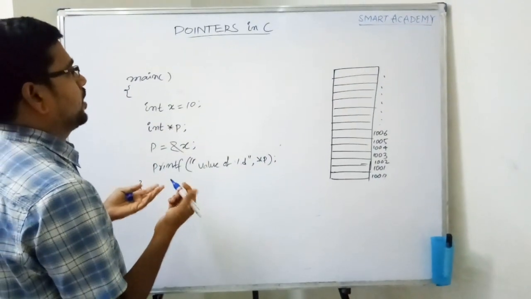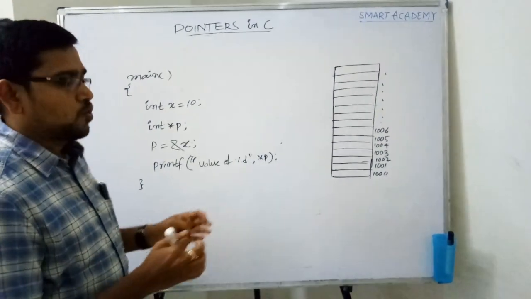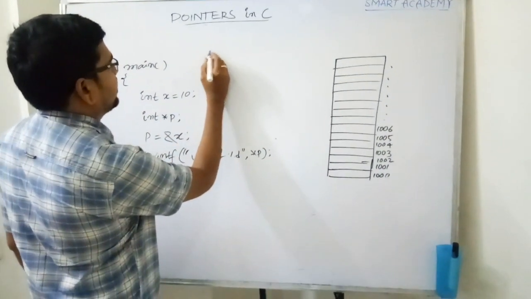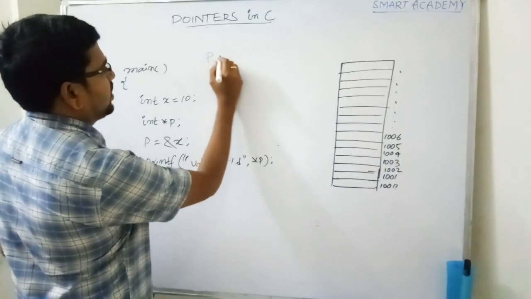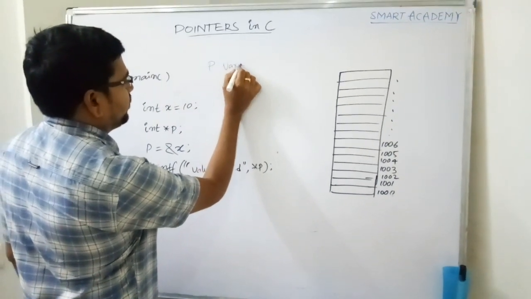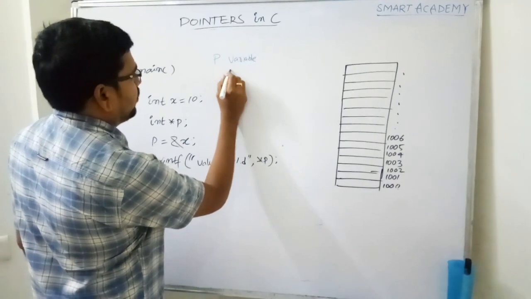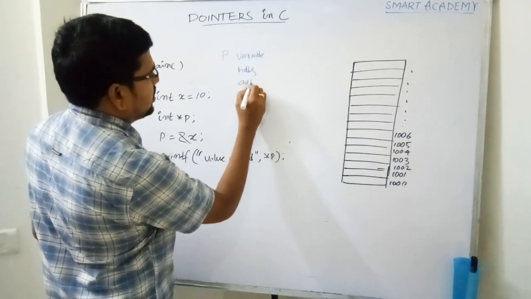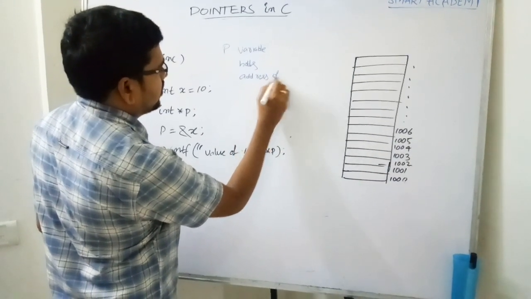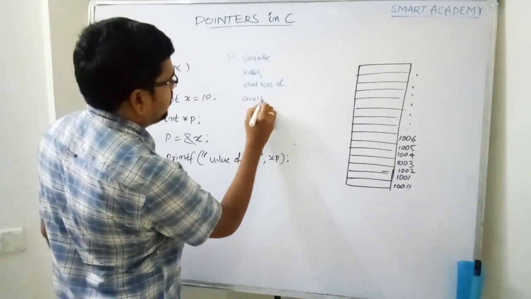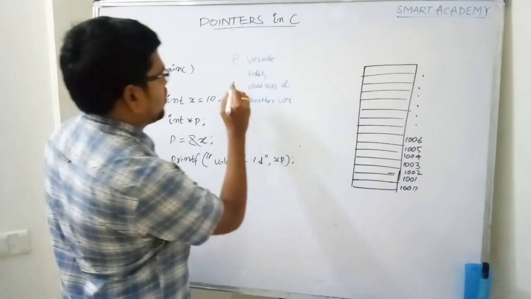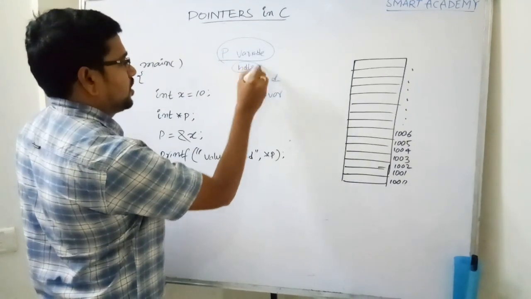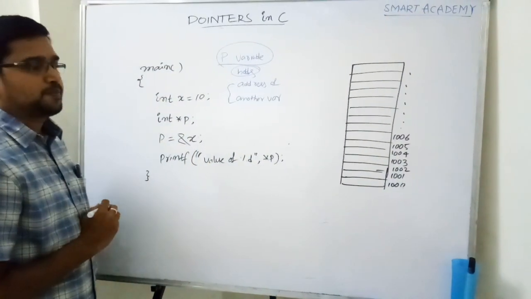Now let me give a technical definition for pointer. What exactly is a pointer? So the definition of pointer is like this. A pointer is a variable which holds the address of another variable. So pointer is a variable which holds the address of another variable.